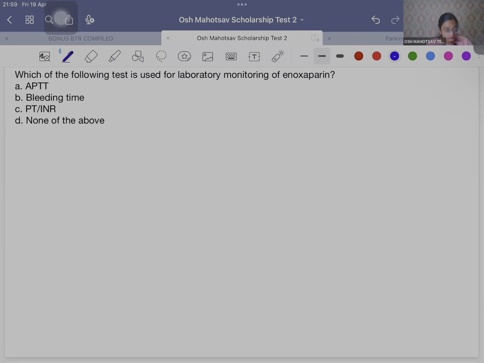Okay, and next question is, which of the following tests is used for laboratory monitoring of enoxaparin? So which of the following tests is used for the monitoring of enoxaparin? Do you know what is enoxaparin?